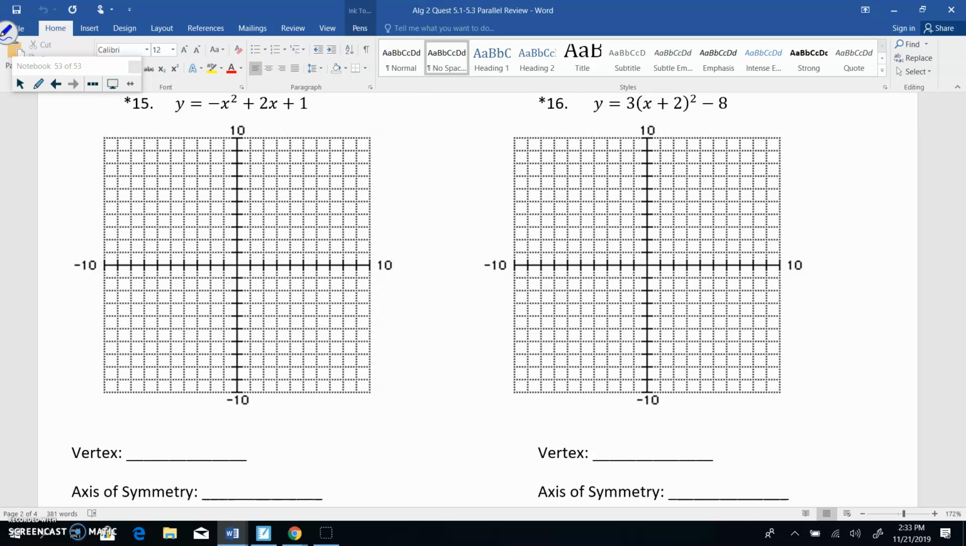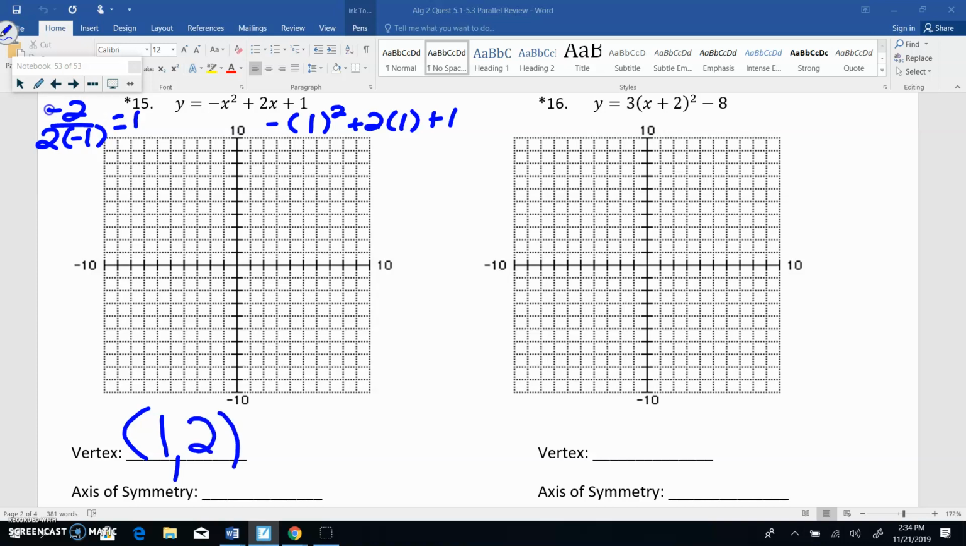In this case, my b is 2, so I need the opposite, which would be -2, over 2 times a, so that would be 2 times -1. That is going to spit out 1, which gives me the x-coordinate of my vertex. So my x-coordinate is 1. Then I plug that 1 in. I would have -1 times 1 squared plus 2 times 1 plus 1. 1 squared is 1, but the negative on the outside makes it negative, so -1 plus 2 plus 1 is going to give me 2. So there's my vertex.